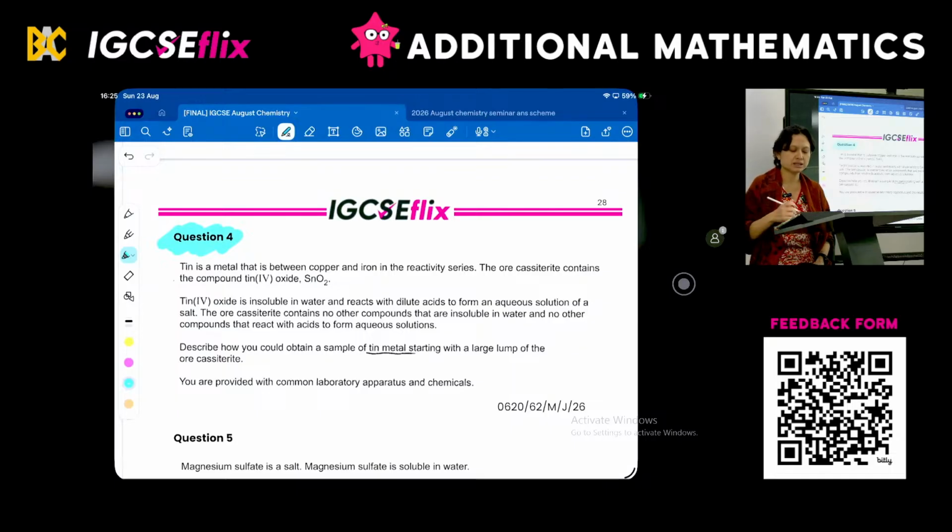Tin is a metal that is between copper and iron. The ore cassiterite contains the compound tin(IV) oxide. It is insoluble in water, reacts with dilute acid and forms an aqueous solution of salt. The ore cassiterite contains no other compound. Describe how you could obtain a sample of tin metal, starting with large lumps. Highlight the words large lumps.